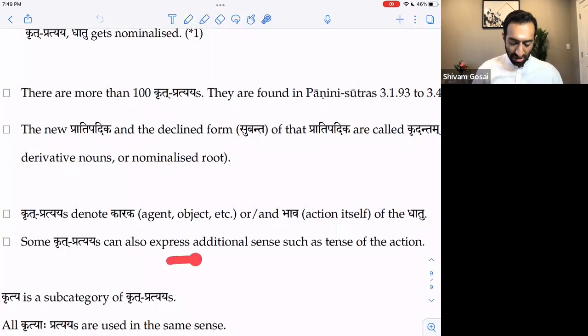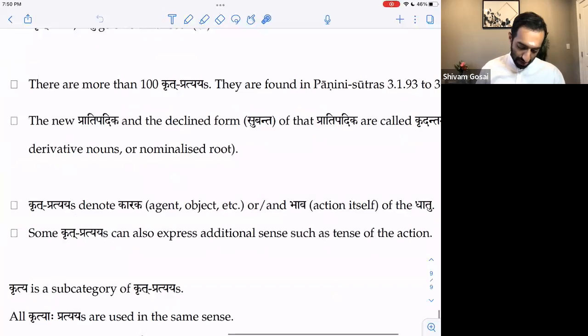And some can also express some additional sense, okay? Some additional sense to it. So we'll see what that means.